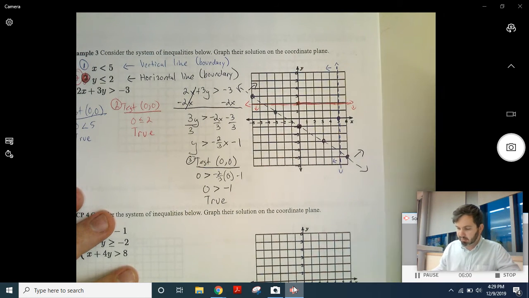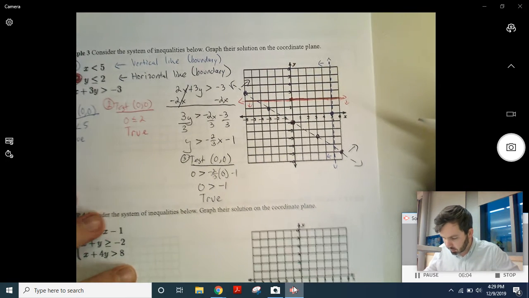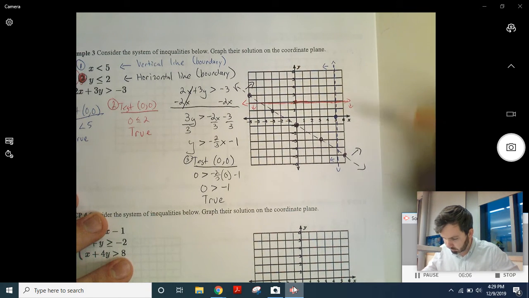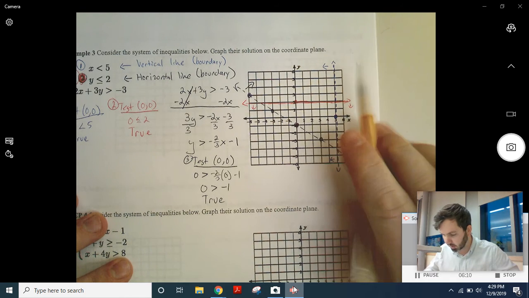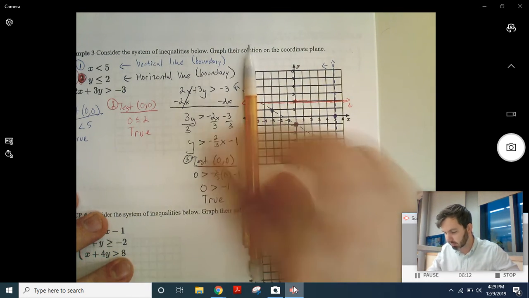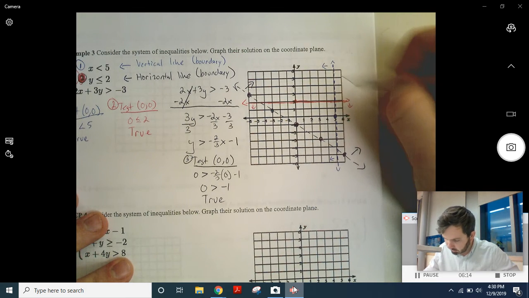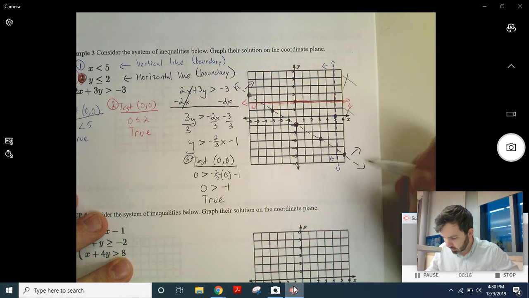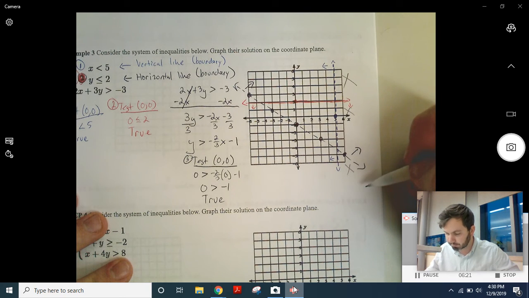To decide what our final answer is, we need to look at the different regions. So let's do the process of elimination. Let's look at blue. From our blue line, we're everything to the left. So that means we're not going to be to the right over here, or in this little region down here. So these regions are no good.